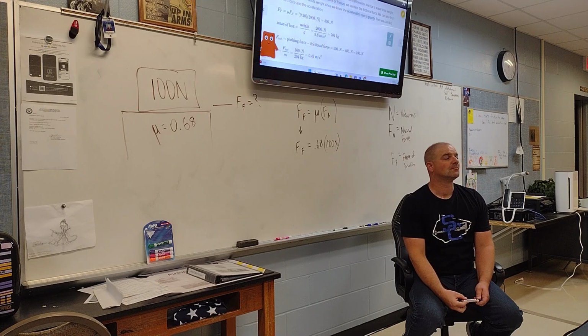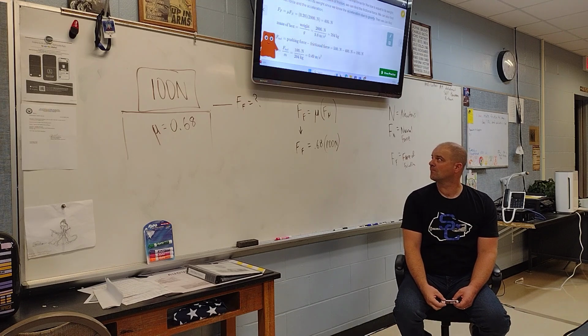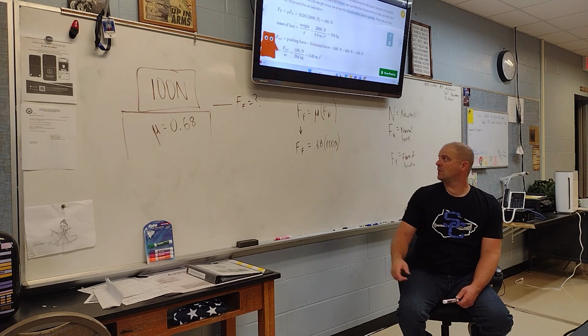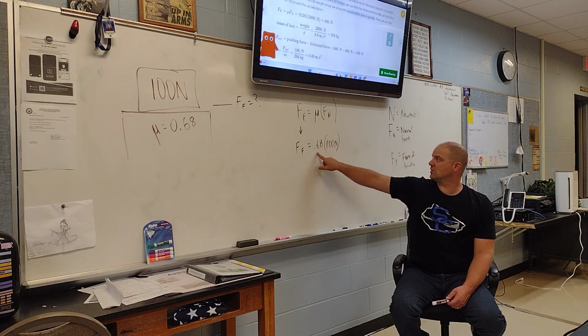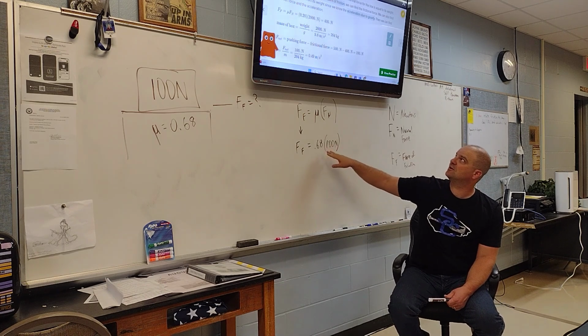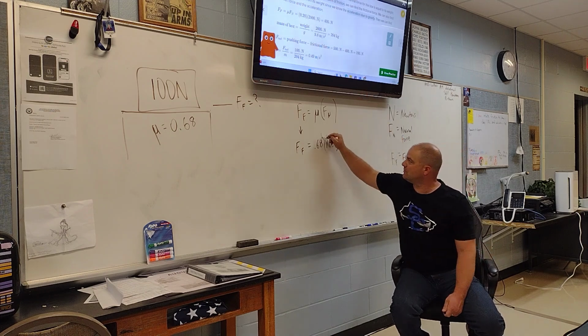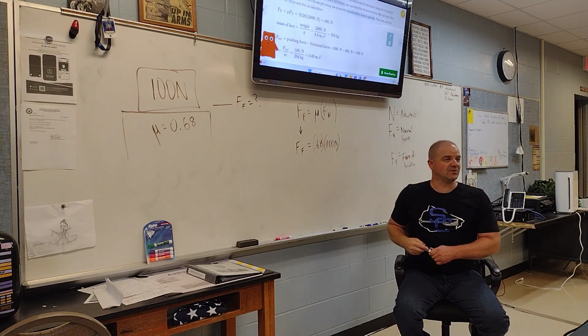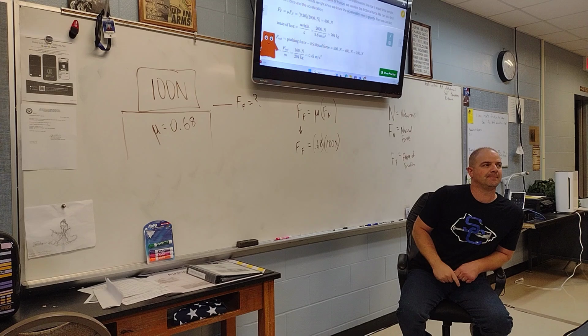Would you put the 0.68 over to 100? How'd you do that? Because they're right up against each other, the way they did it, they put them both in parentheses with nothing in between. So that means what? They're multiplying. Yep, you're multiplying.